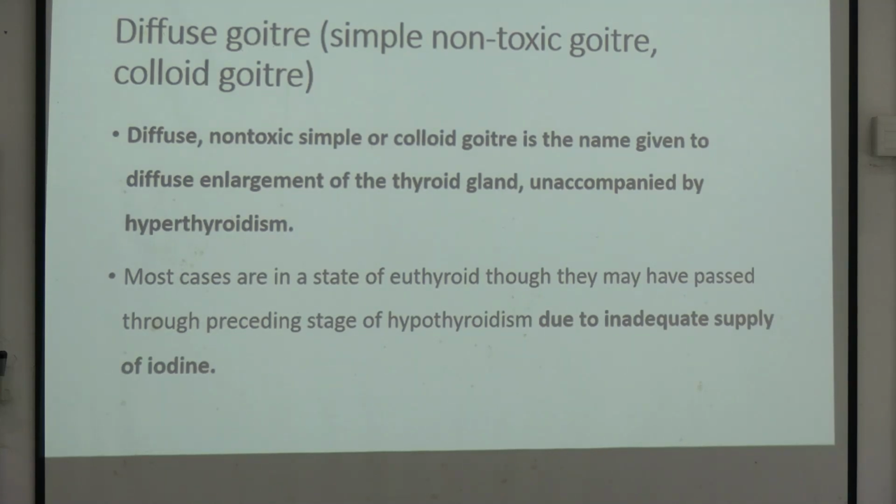Now, diffuse goiter, the simple non-toxic goiter or colloid goiter. Diffuse non-toxic simple or colloid goiter is the name given to diffuse enlargement of the thyroid gland not accompanied by hyperthyroidism. Most cases are in a euthyroid state, though they may have passed through a preceding stage of hypothyroidism due to inadequate supply of iodine. So the main reason is inadequate supply of iodine.